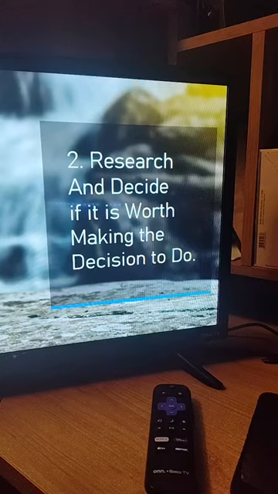Many of us jump into decision making without actually looking at the fact that there may be a negative consequence or a positive success.